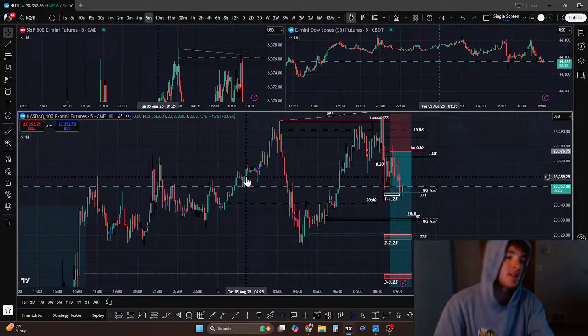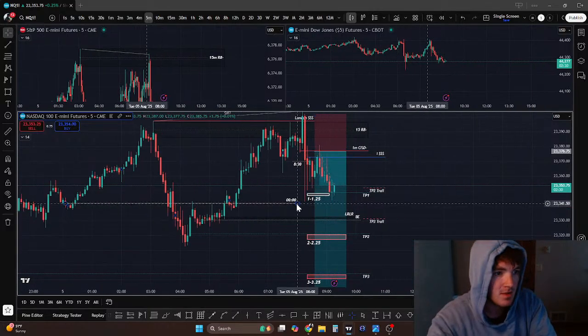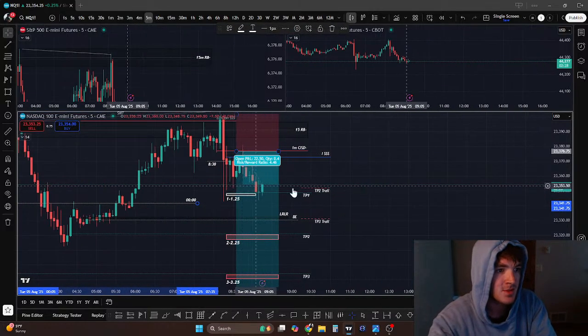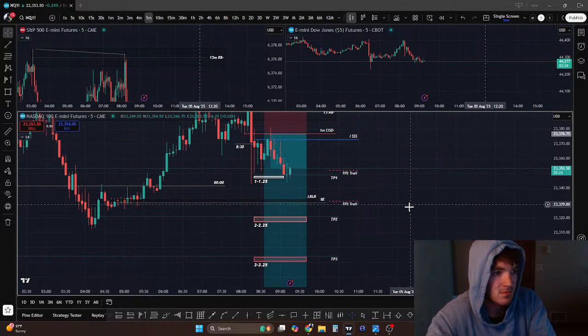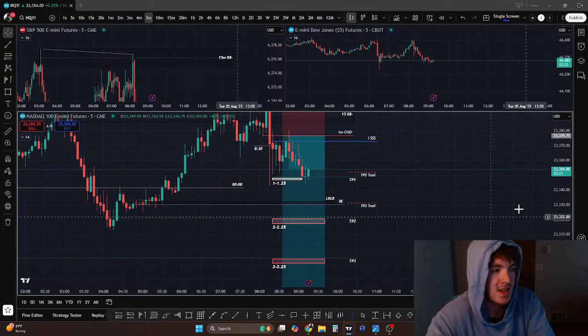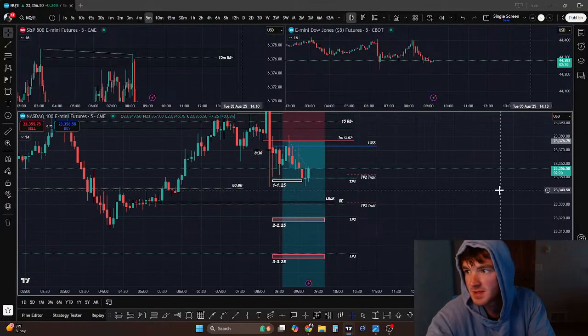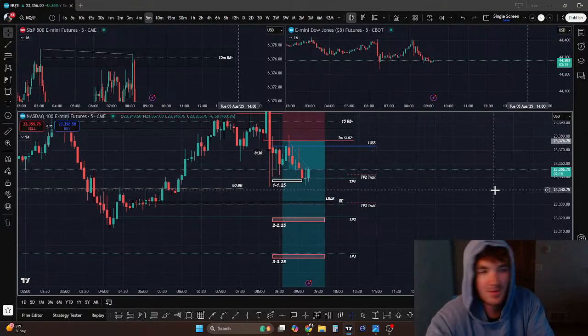I'm sticking to my plan. It's just based off my back testing. What do I think is best? That's just what I'm going to do. That is the best thing I can do. Just do what I think's best based off my back testing.